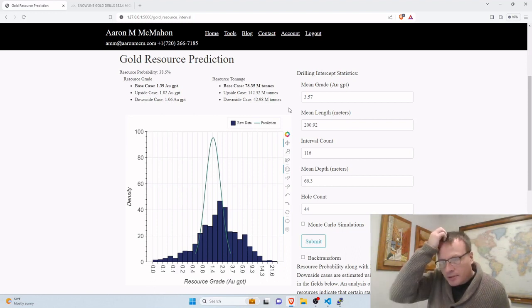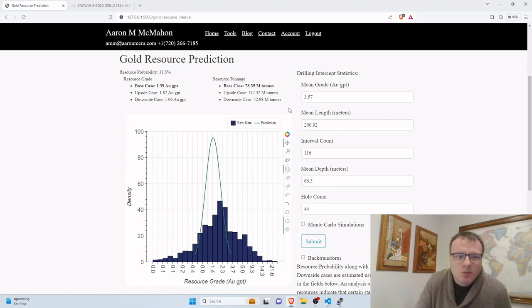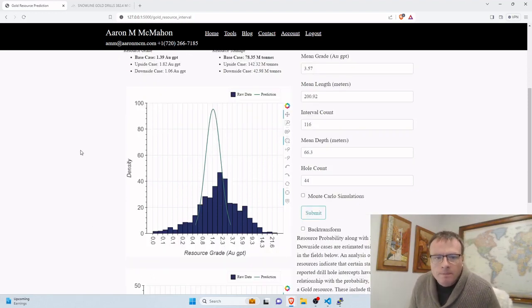But with the upside, there's also downside. Maybe this doesn't turn out as well as we were hoping. What is a reasonable downside scenario? Here we're showing about a gram per ton for the grade, and call it 43 million tons for the resource tonnage. If you want to get a little more in depth, you're going to look at these charts to get a little more detailed perspective.